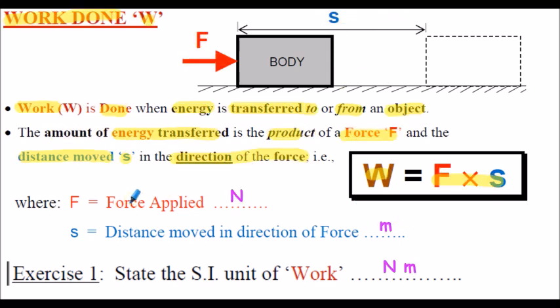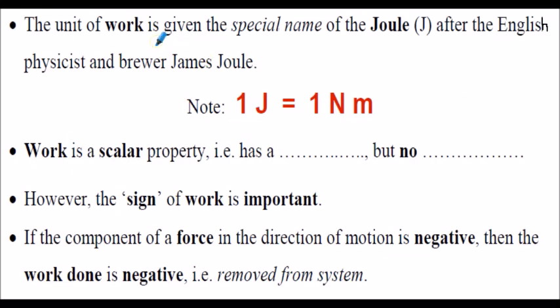Notice the units of force will be in newtons. The distance moved in the direction of the force will be in meters. So in the SI system, the unit of work is the Newton meter. You're probably aware that the unit of work is actually given a special name of joule, capital J, after the English physicist James Joule. So 1 joule is equivalent to 1 Newton meter, and the units are effectively interchangeable, but more often we use joules for energy.